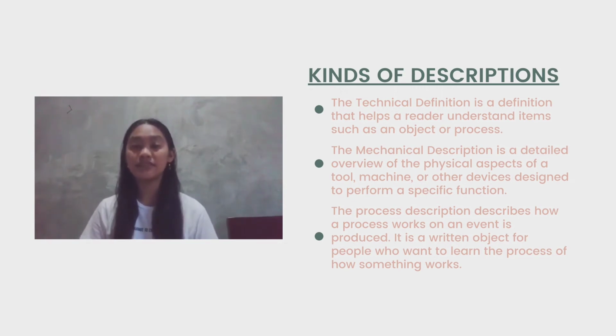After technical definition, we have mechanical descriptions. The mechanical description is a detailed overview of the physical aspects of a tool, machine, or other device designed to perform a specific function. And lastly, the process description. The process description describes how a process works or an event is produced. It is a written object for people who want to learn the process of how something works.